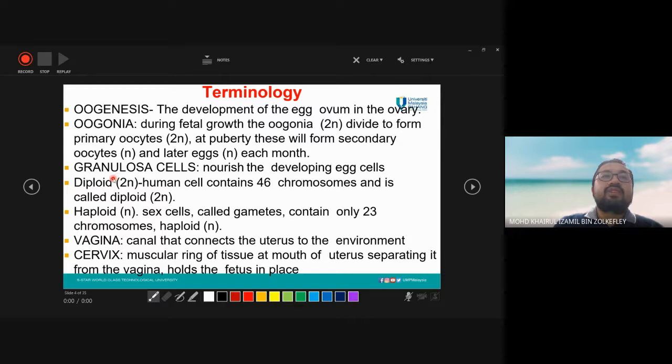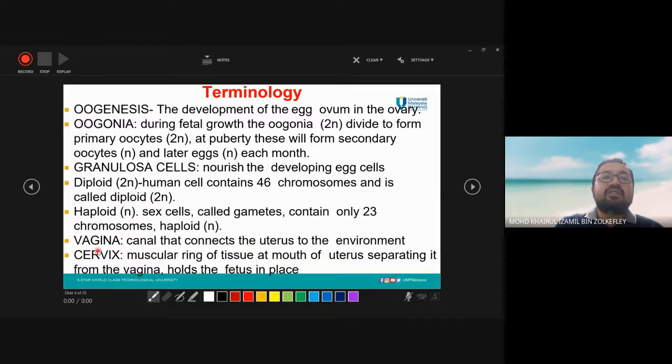So granulosa cells ni adalah cells yang mengelilingi oocytes ni. It is responsible to nourish the developing egg cells. Again, the diploid human cells contain 46 chromosome and is called diploid. And then haploid, ini yang tadilah saya dah cerita tadi. Any haploid sex cells called gametes contain only 23 chromosome. Haploid. Vagina is a canal that connects the uterus to the environment.